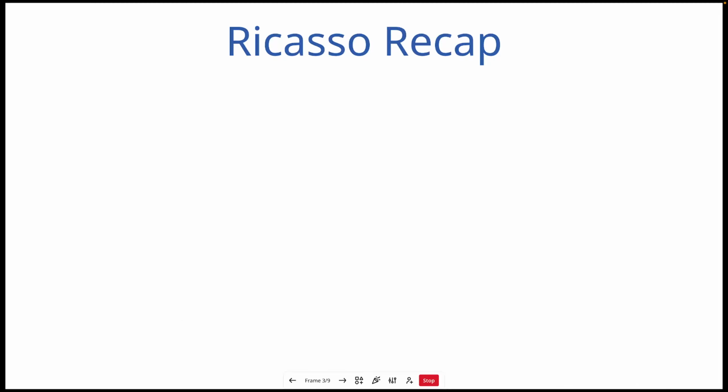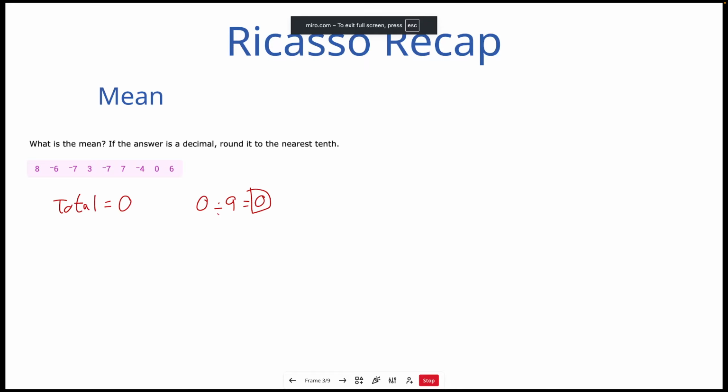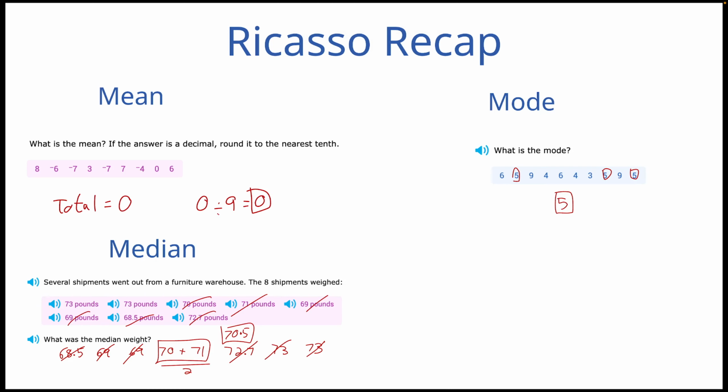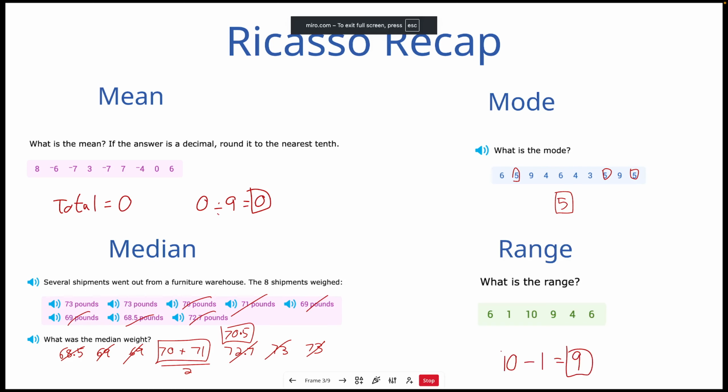Here's what you need to know before you start this lesson. Firstly, you should know how to calculate the mean or the average. Secondly, you should know how to calculate the median. Thirdly, you should know how to calculate the mode. And lastly, you should know how to calculate the range. If you want refreshers on any of these four topics, I will link a video in the description below. Please go watch that before you start this lesson.